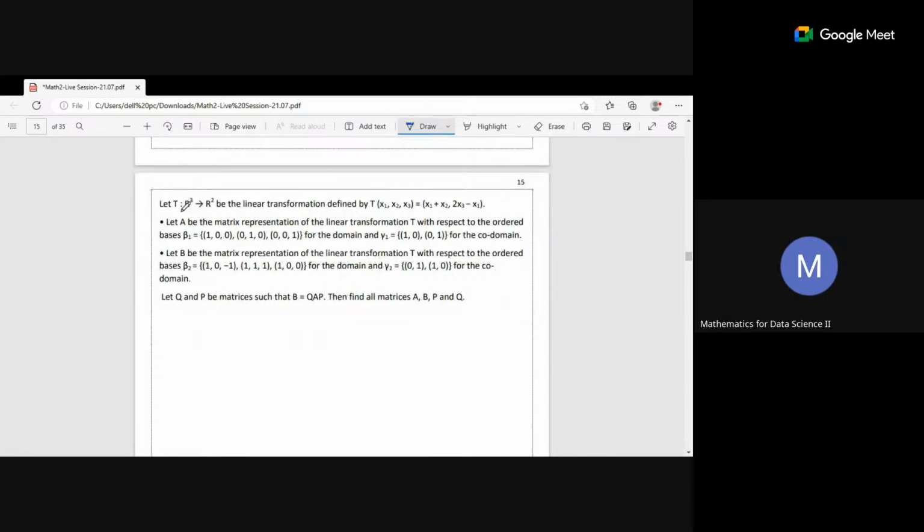So you are given T from R3 to R2 be the linear transformation defined by T x1, x2, x3 is equal to this. Let A be the matrix representation of this linear transformation T with respect to the ordered basis beta 1 and gamma 1, and B is the matrix representation with respect to another basis beta 2 and gamma 2. So we are asked to find all the matrices A, B, P, and Q. First let us find what is A and B.